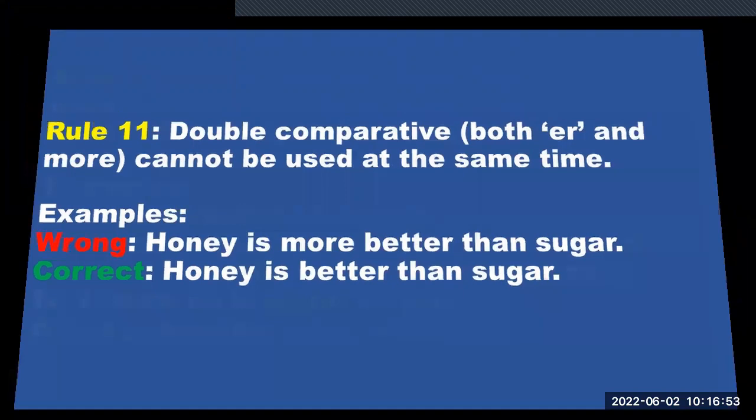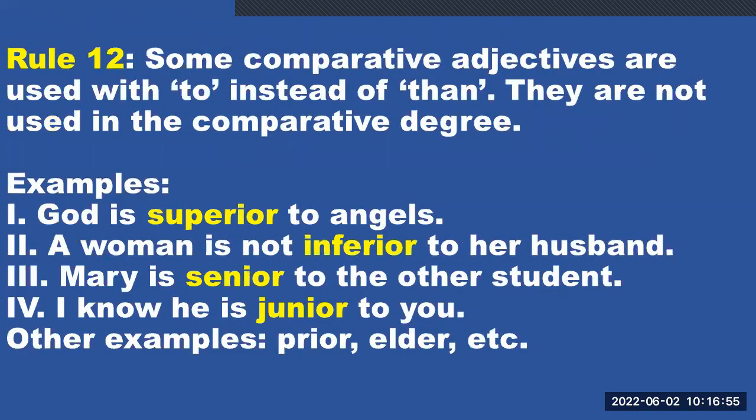Okay. So now the last but not the least, rule number 12: some comparative adjectives are used with "to" instead of "than." Like in the last example, we say honey is better than sugar. We use "than" whenever making comparatives, but this is an exception. Some adjectives use "to" instead of "than," and you need to understand them.